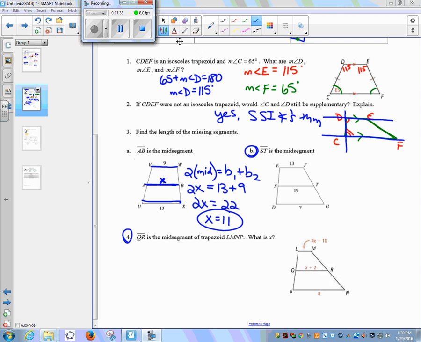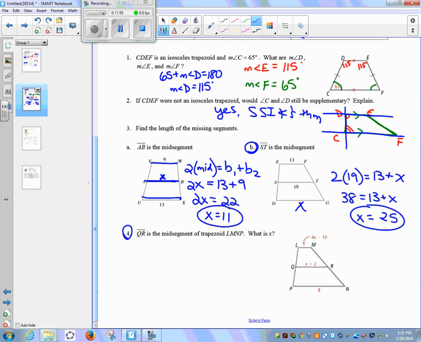Okay, so 2 times the midsegment equals base 1 plus base 2. This time x has to be one of the bases, so 2 times 19 is 38, equals 13 plus x, and x equals 25. Down here, again, 2 times the midsegment, parentheses x plus 2, equals base 1, 4x minus 10, plus base 2, 8. And you can solve this. Don't forget to distribute. And then solve.